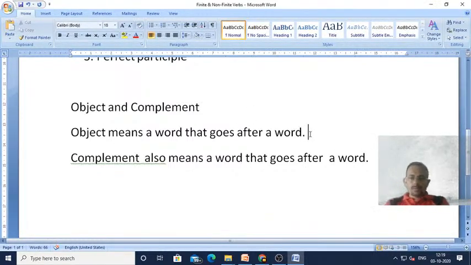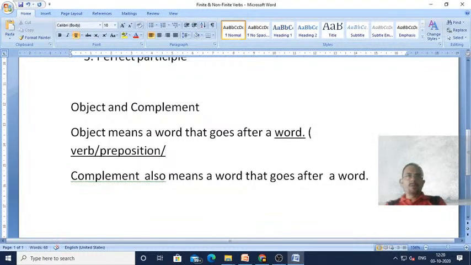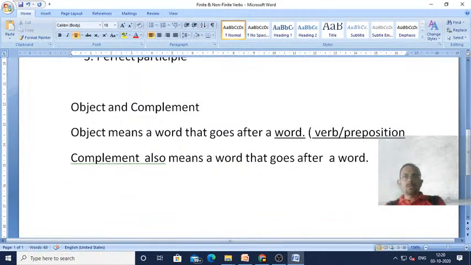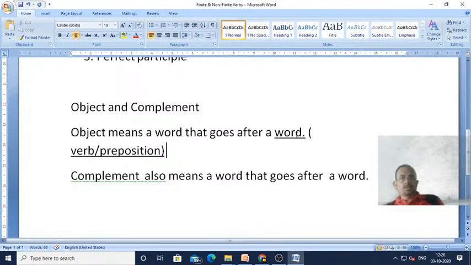So this word can be, as you can see here, a verb, it can be a preposition also, or it can be something else also. In the context of this lesson I explain you these two only. Okay, it could be verb or preposition.